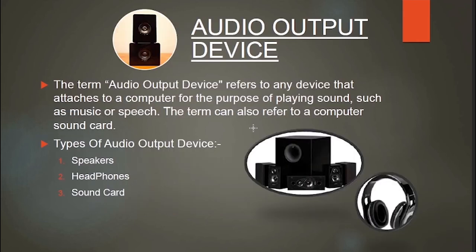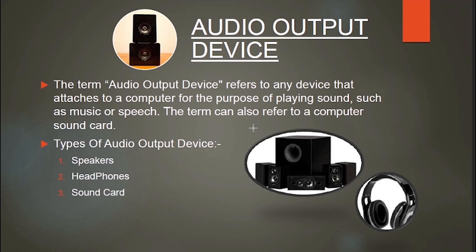And then we have the audio output device. The term audio output device refers to any device that attaches to a computer for the purpose of playing sound such as music or speech. The term can also refer to a computer sound card. Types of audio output device. So we have the speakers, headphones, and sound card.